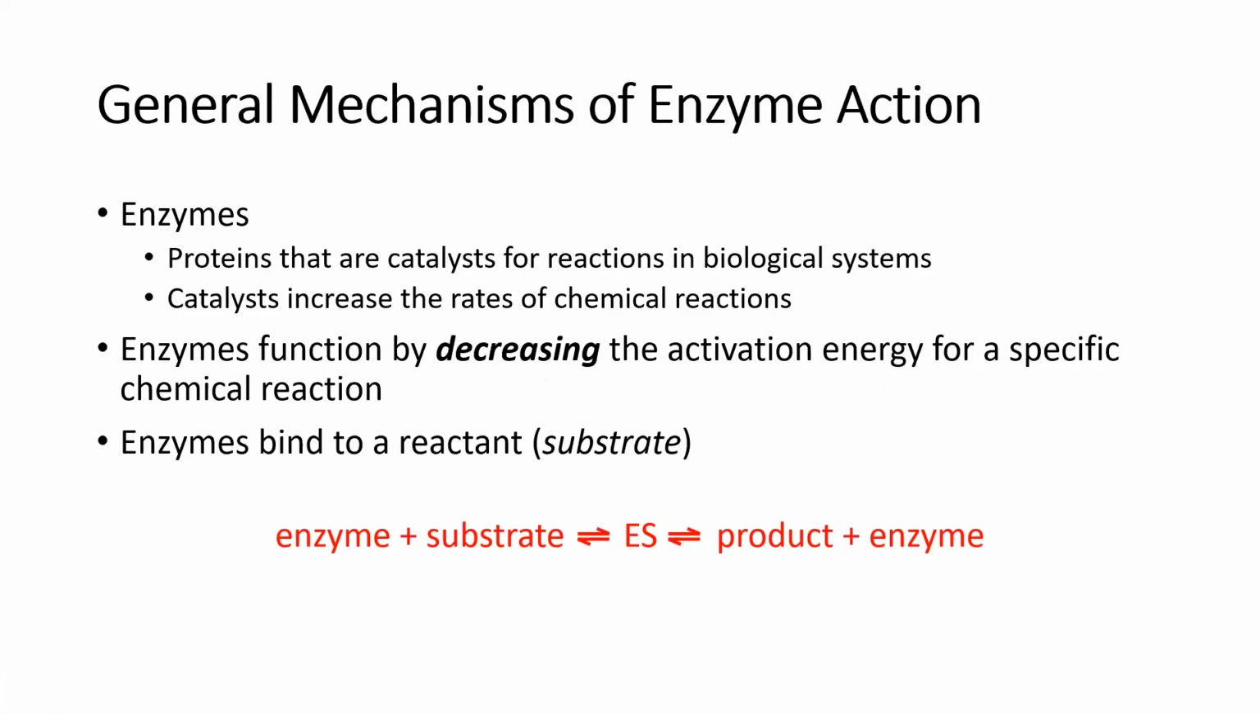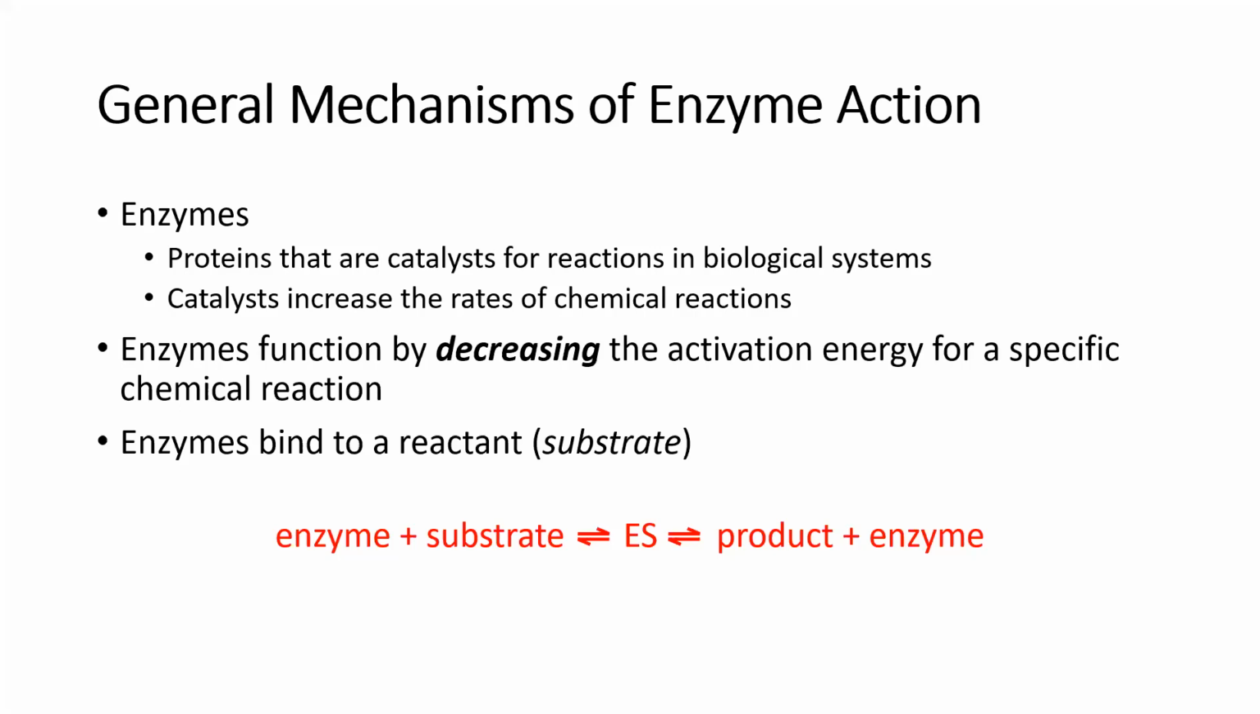So we know it's a protein. It's also a catalyst for reactions in biological systems. So enzymes basically make reactions go faster. They speed up the rate of the reaction, and they do so by decreasing the activation energy for a specific chemical reaction. And what that means is that they lower the amount of energy that's required for the reaction to take place. They make the reaction more favorable, more likely, and they increase the speed of the reaction as well, okay?